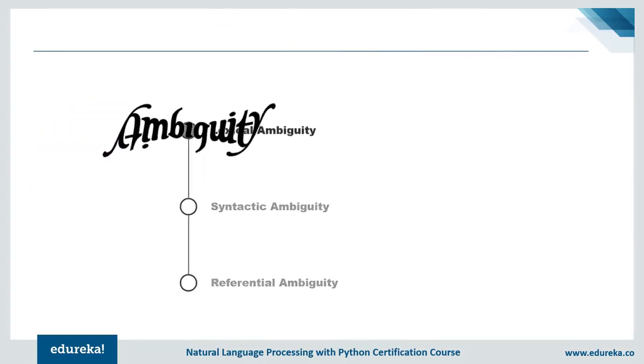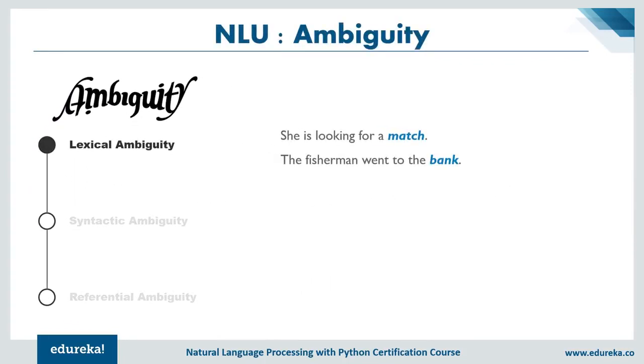So lexical ambiguity is the presence of two or more possible meanings within a single word. It is also sometimes referred to as semantic ambiguity. For example, let's consider these sentences and focus on the italicized word. She is looking for a match. So what do you infer by the word match? Is it that she's looking for a partner? Or is it that she's looking for a match, be it a cricket match or a rugby match?